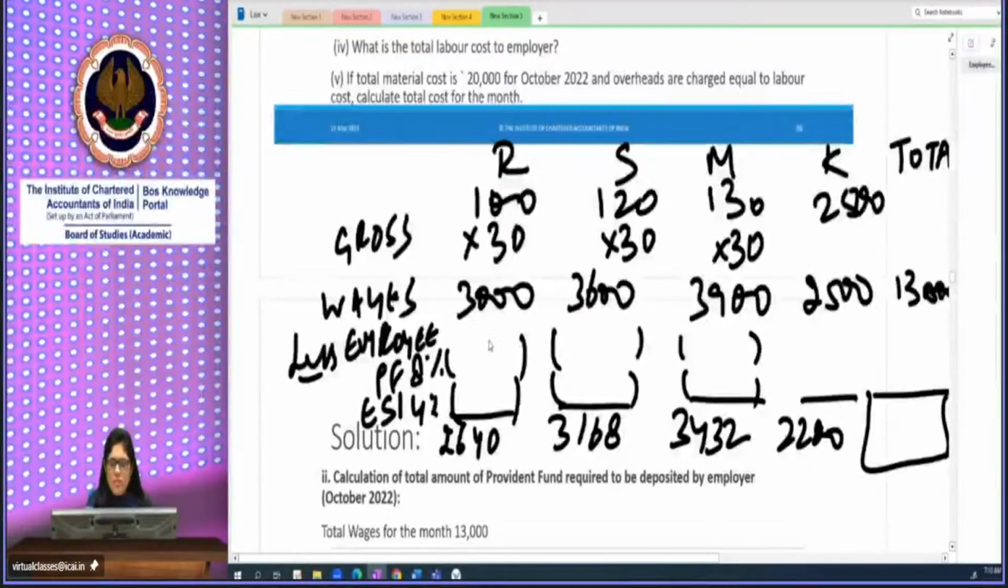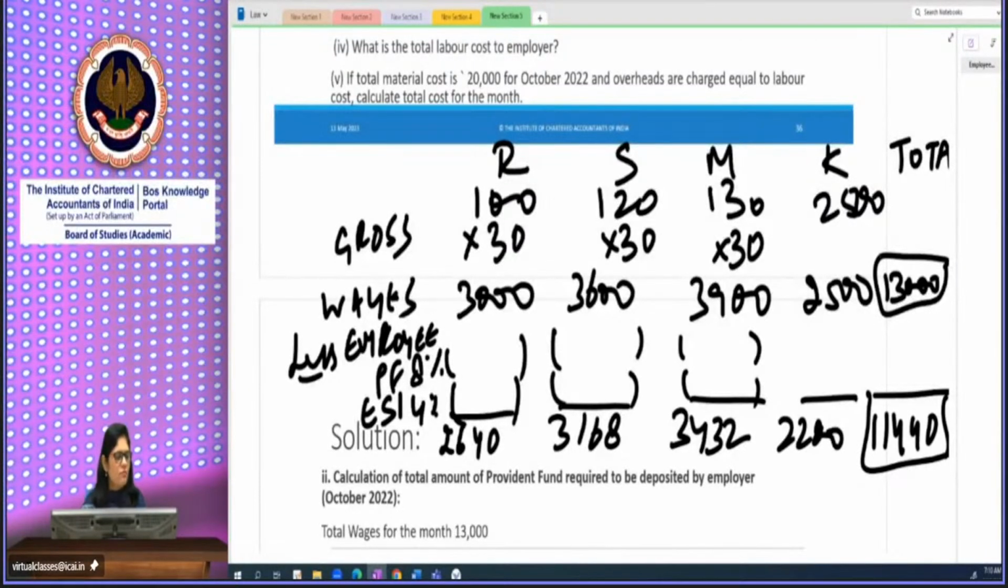13,000 gross wages for all the four. Let me write it properly so that it's visible. So it's 13,000 gross wages for all the four employees. And how much is the total? Anybody doing the total or should I do it? 2,640 plus 3,168 plus 3,432 plus 2,200. So it's 11,440. All right. So that is the total of the net wages.